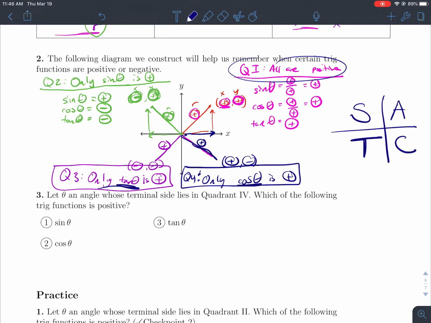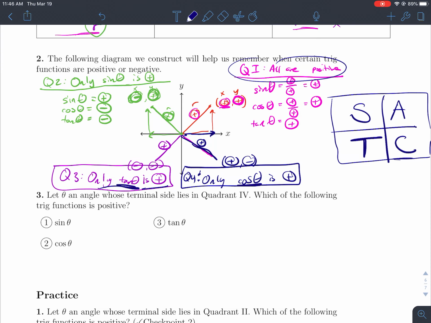And this will always be true. Here, all of them are positive, sine is positive, tangent is positive, cosine is positive. And so remembering this picture actually gives us everything we need to know. So here's a common way to remember that.